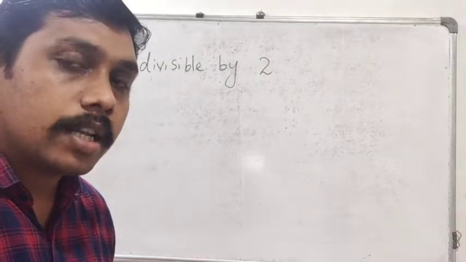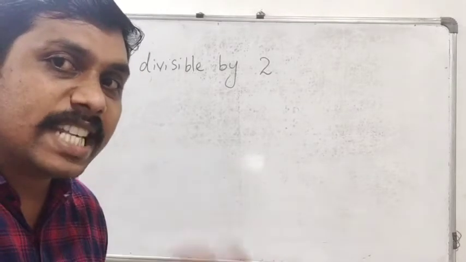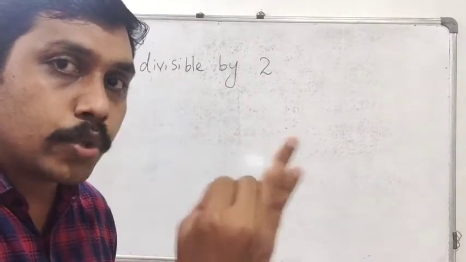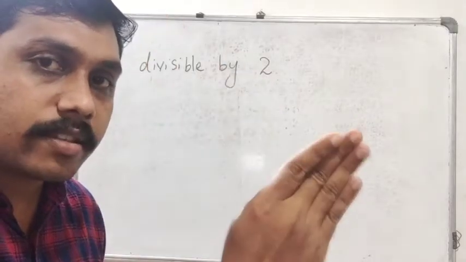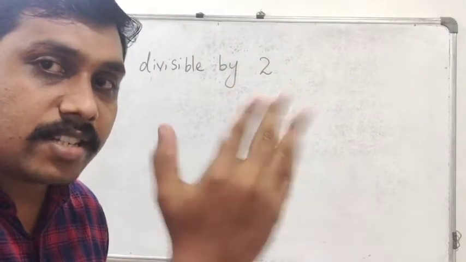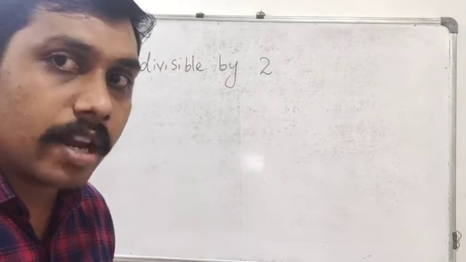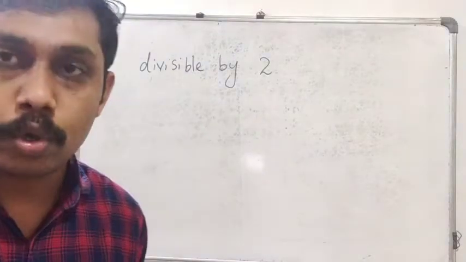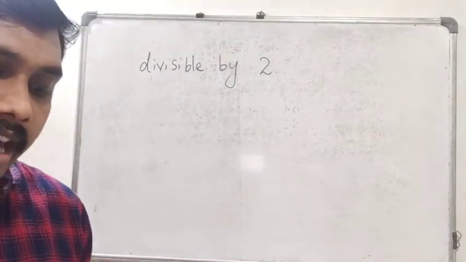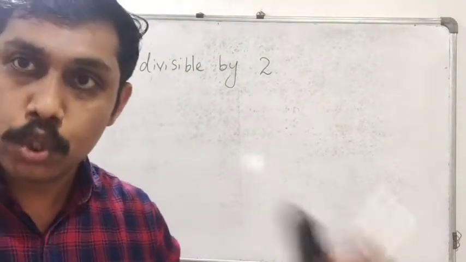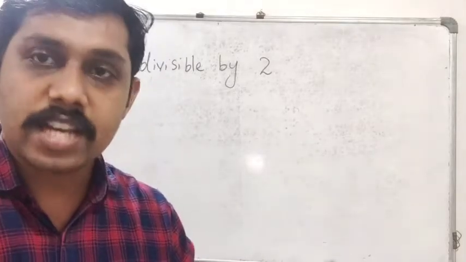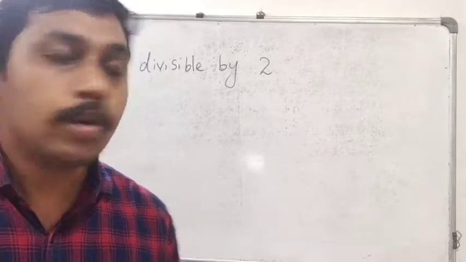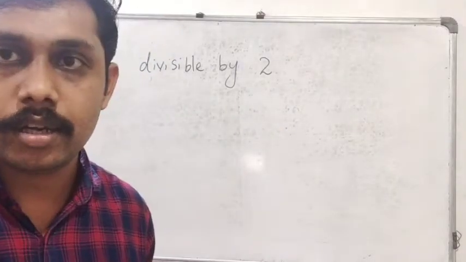Even numbers are the numbers which have the digits 0, 2, 4, 6, 8 in ones place. If these digits are in ones place, they are even numbers. So all even numbers can be divided by 2. So the first rule is, when a given number has 0, 2, 4, 6, 8 in ones place, it is divisible by 2. Okay, so that is the divisibility of 2.